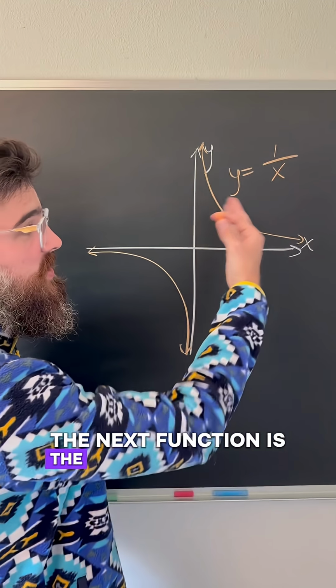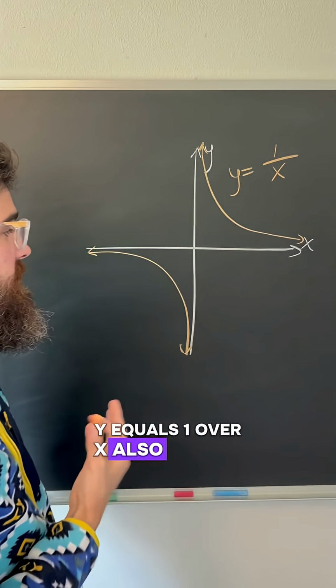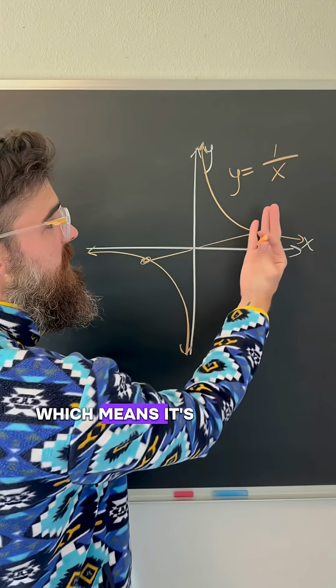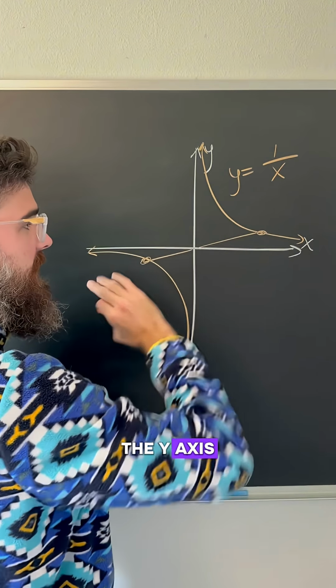The next function is the reciprocal function, y equals 1 over x, also known as a hyperbola. Note that the reciprocal function has origin symmetry, which means it's symmetric about the x-axis and the y-axis.